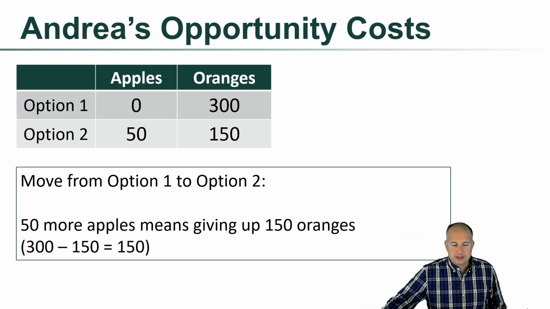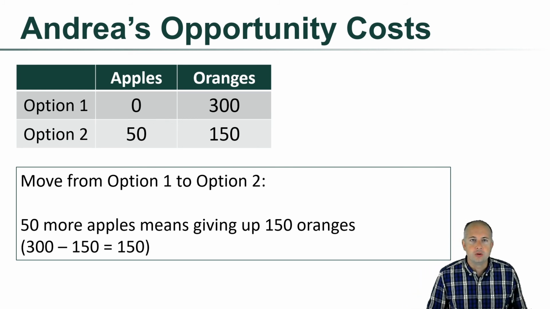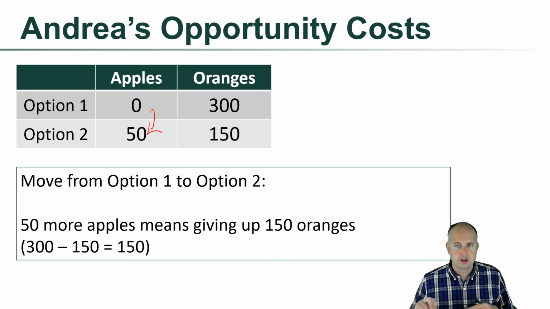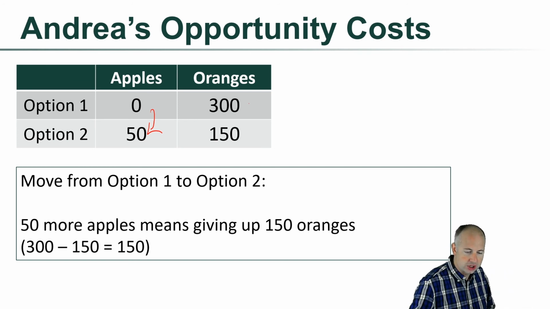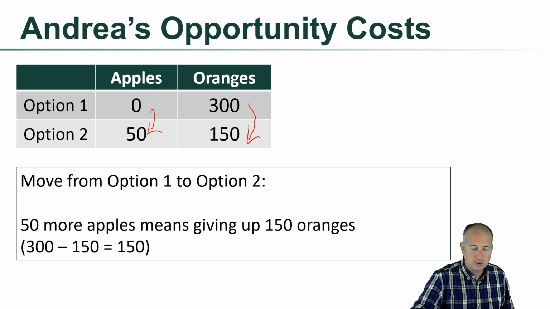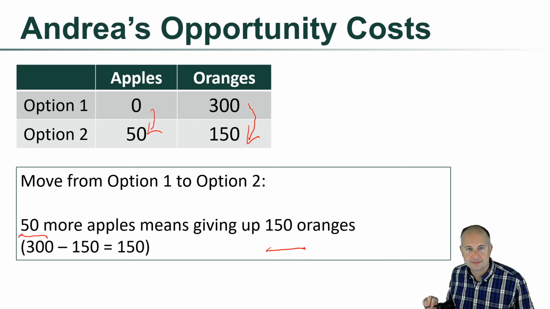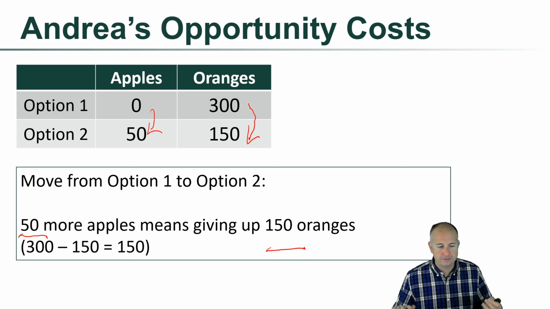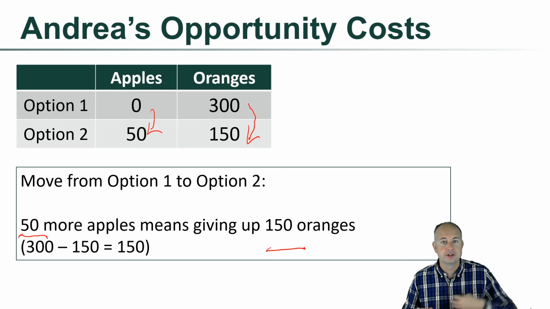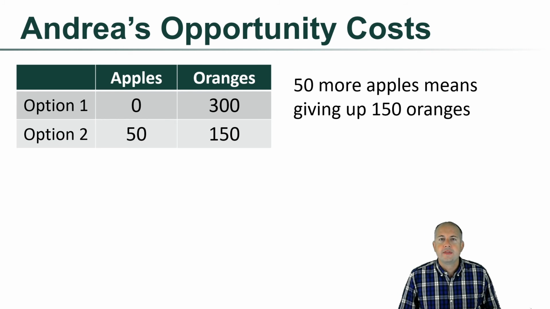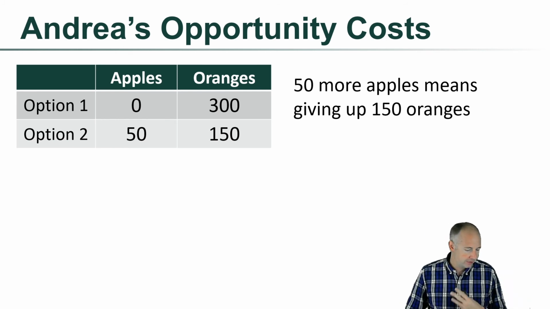So let's look at Andrea's opportunity costs. Remember, opportunity cost is what you give up in order to get something. So if we move from option 1 to option 2, why would she do this? If she wants to get more apples, in order to get more apples, she has to give up oranges. Specifically, if she wants to gain 50 more apples, she has to give up 150 oranges. 300 minus 150 is equal to 150, so she's losing out on 150 oranges in order to get 50 apples. 50 more apples means giving up 150 oranges.